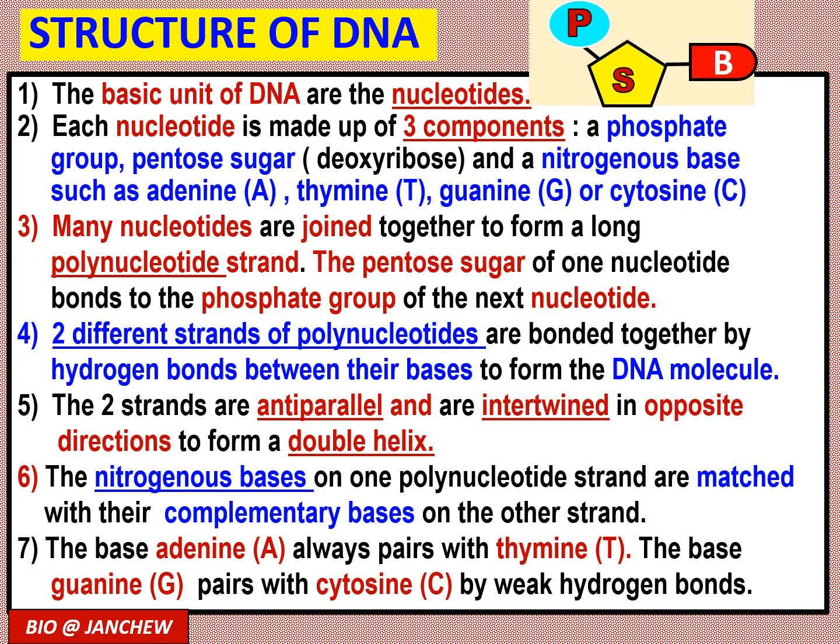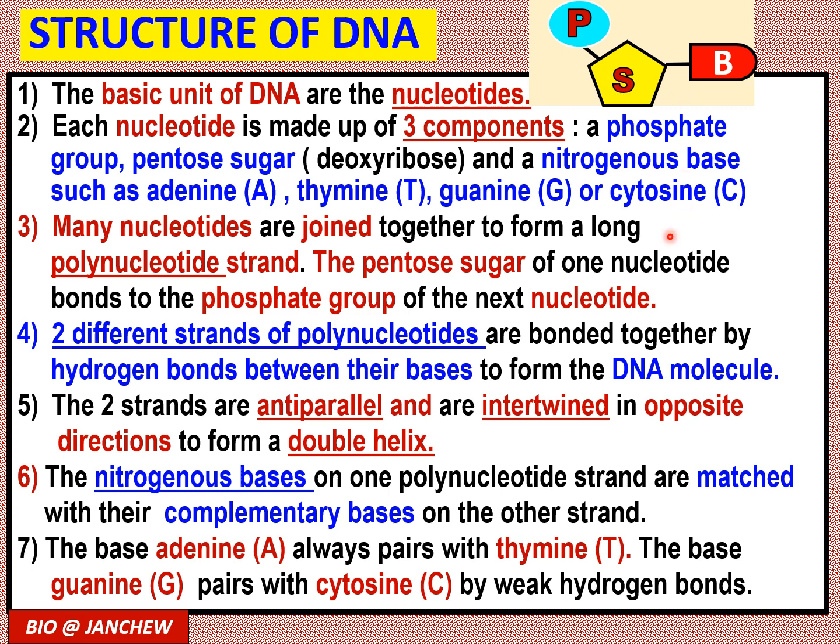Let us discuss the structure of DNA as a revision. So the summary of the structure of DNA. The basic unit of DNA are the nucleotides, as shown here. Each nucleotide is made up of 3 components, the P, S, and B. P for phosphate, then we have the pentose sugar, which is deoxyribose for DNA, and a nitrogenous base such as adenine, thymine, guanine, or cytosine, just 1 base. So remember the acronym, please stay back, PSP.